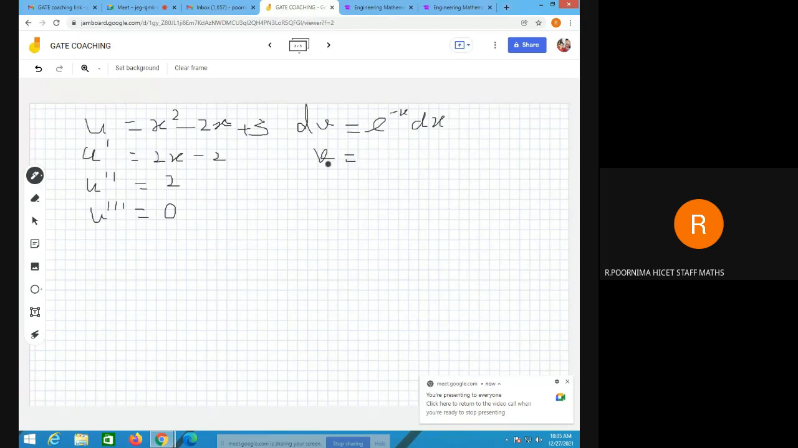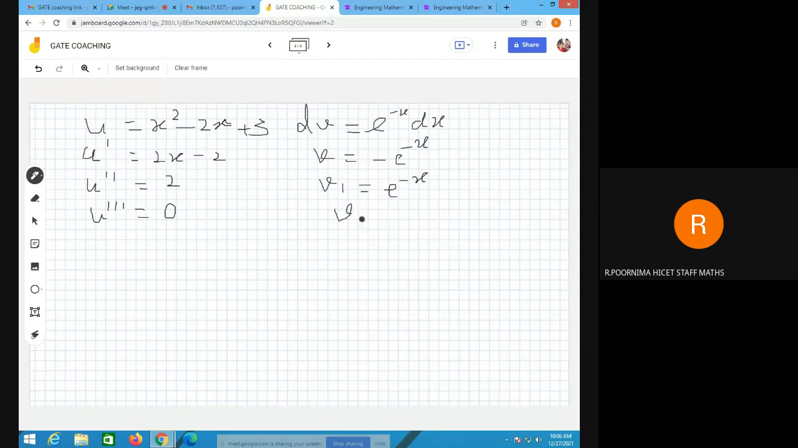Now from dv we get our v term. Integrating e power minus x with respect to x gives e power minus x divided by minus 1, so we write minus e power minus x. Next, integrate this v, minus e power minus x, again with respect to x. You get minus e power minus x by minus 1, the negative becomes positive, so e power minus x. Then next it is v2, which again is minus e power minus x.